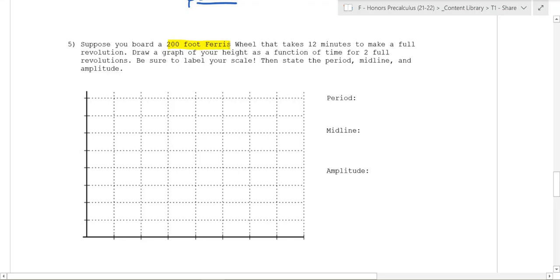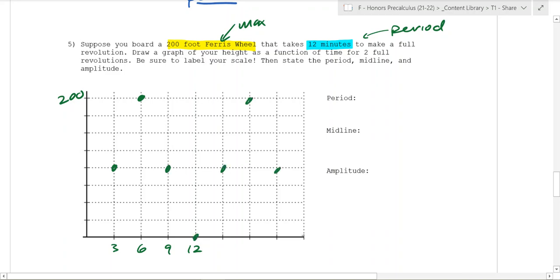Suppose you had a 200-foot Ferris wheel and it takes 12 minutes to make a full rotation. So this is the period right here, and then this would be the max. So if we put 200 all the way up here, and let's say it's 3 minutes, then 6, then 9, then 12, you know it's going to reach the maximum at 6, halfway between, and we know it's going to reach the midline halfway, here, here, here, and we know that it's going to curve. So the midline is at 100, halfway between.